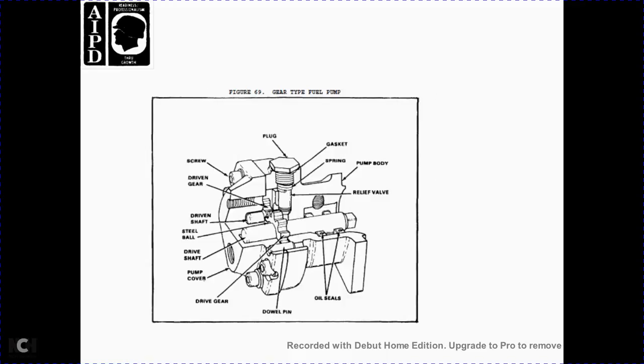Figure 69 shows the gear type of the fuel pump. It shows the plug with the gasket, the spring, the pump body, the relief valve, the oil seal, the valve pin, the drive gear, the pumping cover, the drive shaft, the seal ball, and the driving shaft with the drive gear and the screw.